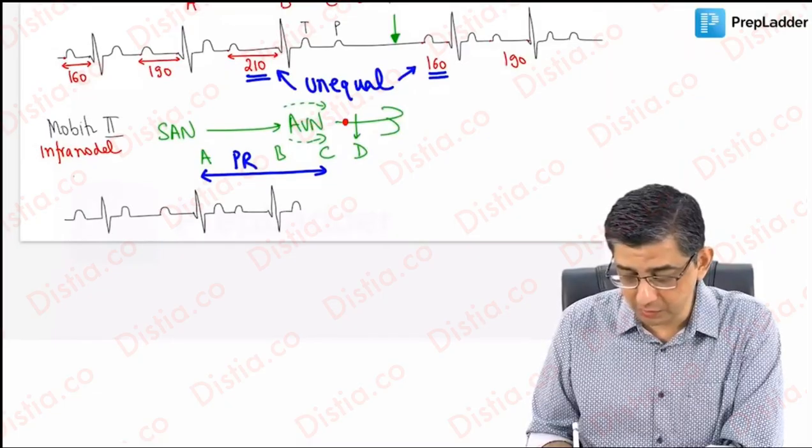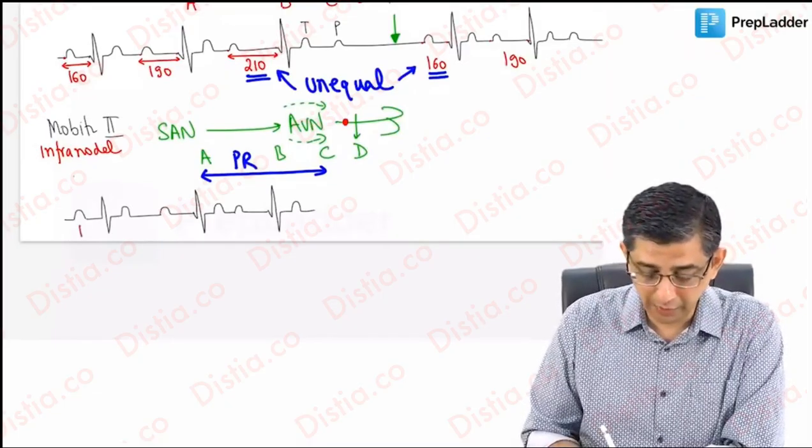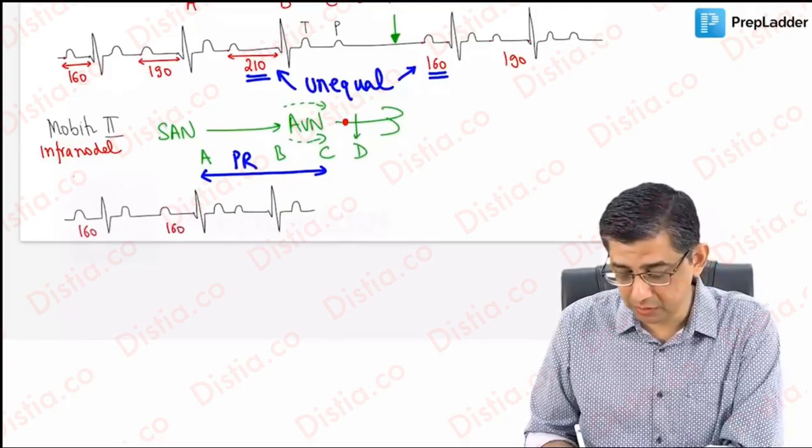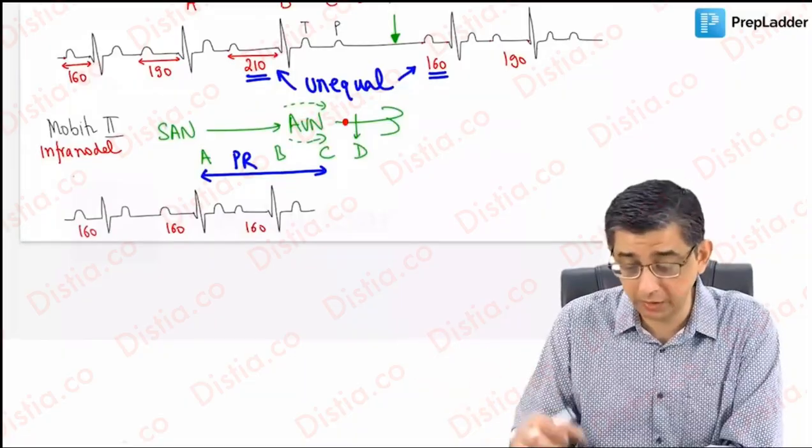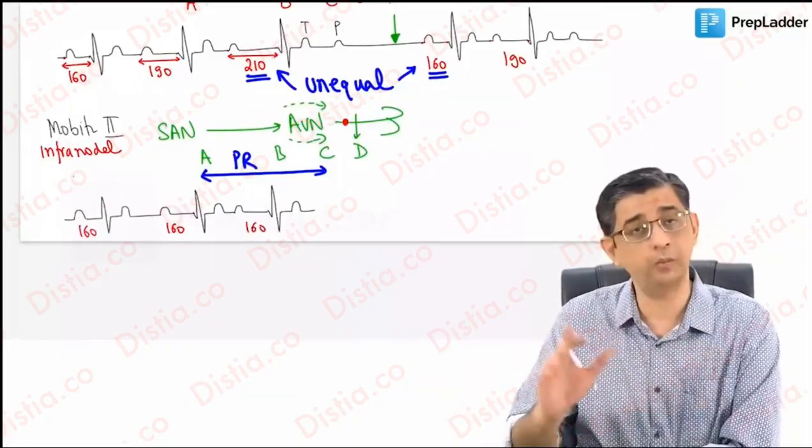In this particular hand-drawn sketch, what I will try to do is make the PR interval as symmetrical as possible. Like I have tried to make it almost the same duration. This is 160, 160, 160, which can continue for 4 or 5 beats, perfectly normal till now. I mean, so far so good, no problems.